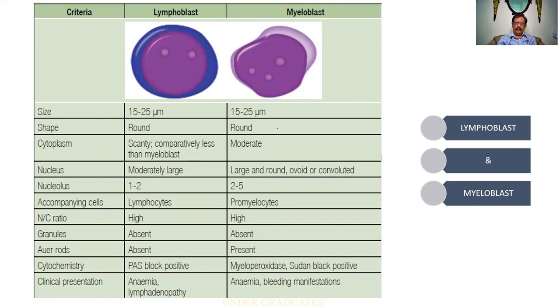Anyway, the basic point will be that a myeloblast is a large cell. It has a slightly convoluted nucleus, and the nucleoli will be more in number, whereas a lymphoblast is round and has a basophilic cytoplasm. Basophilic means blue, and 1 to 2 nucleoli. Sometimes they are not prominent at all. So these will be the differences. You will have to read this.